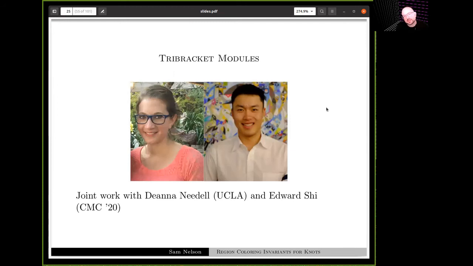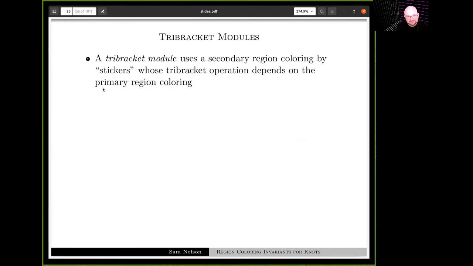Another project that I did about tri-brackets was with Deanna Needill, who was my colleague at CMC before she moved to UCLA. And then Edward Shi, who was not my senior thesis student, but he was a student of mine and a grader of mine for algebraic topology, and just a great student overall. And so he wanted to do a project, and Deanna and I had already looked a little bit at tri-brackets in another form. So we decided to look at tri-bracket modules.